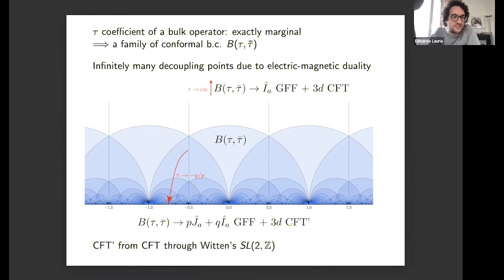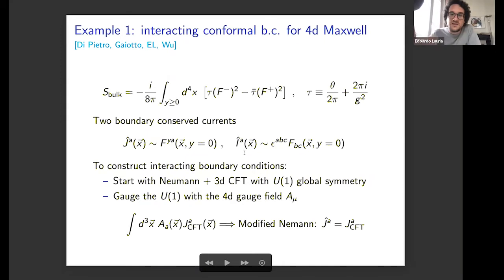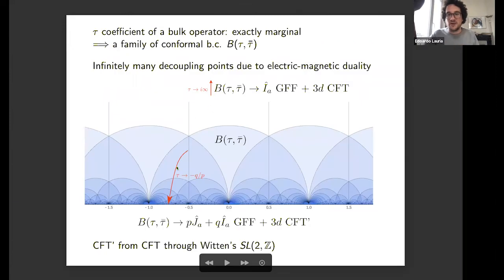So there are some nice lessons that we can learn out of it. First, even in the simple case of a free four-dimensional Maxwell field, if you allow for coupling to some degrees of freedom on the boundary, you immediately find infinitely many possible conformal boundary conditions. There is a continuous family of conformal boundary conditions. They live in this upper half plane. This is very interesting.